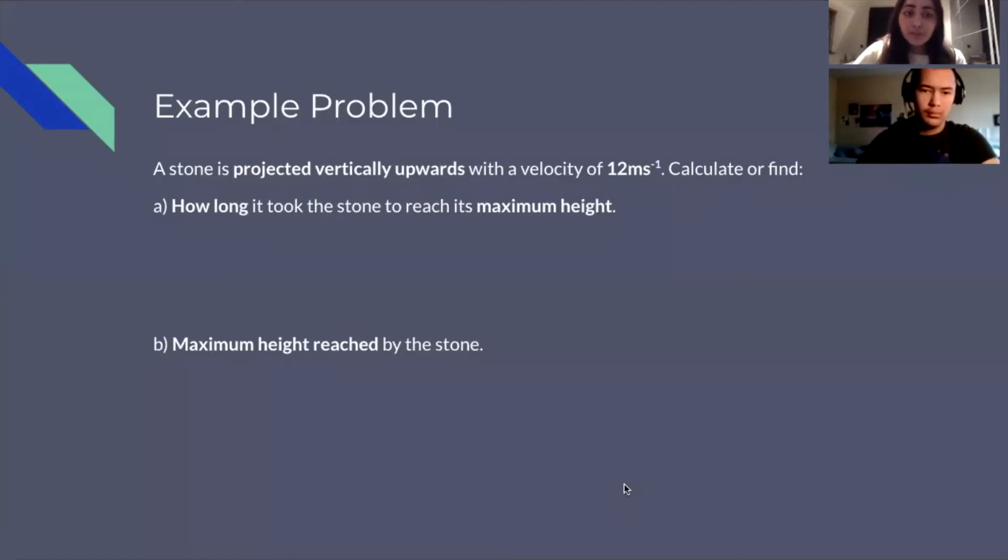So here's the first problem that we're going to solve. A stone is projected vertically upwards with a velocity of 12 meters per second. Find how long it took for the stone to reach its maximum height, and the maximum height it reaches. Again, you have around 5 seconds to pause and try out the problem.